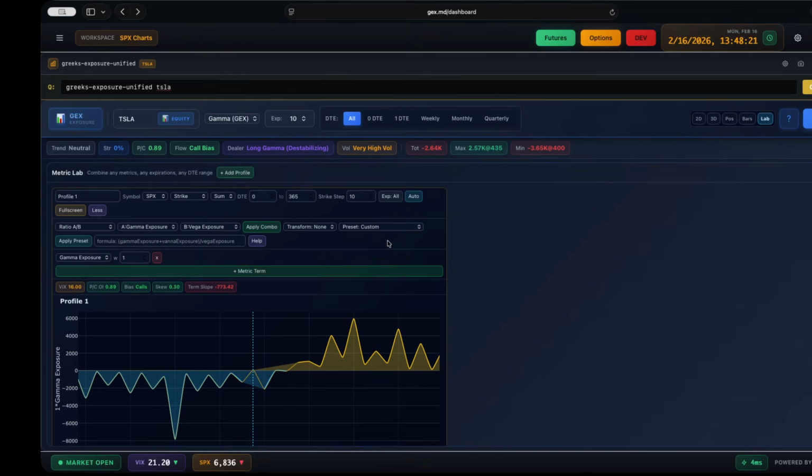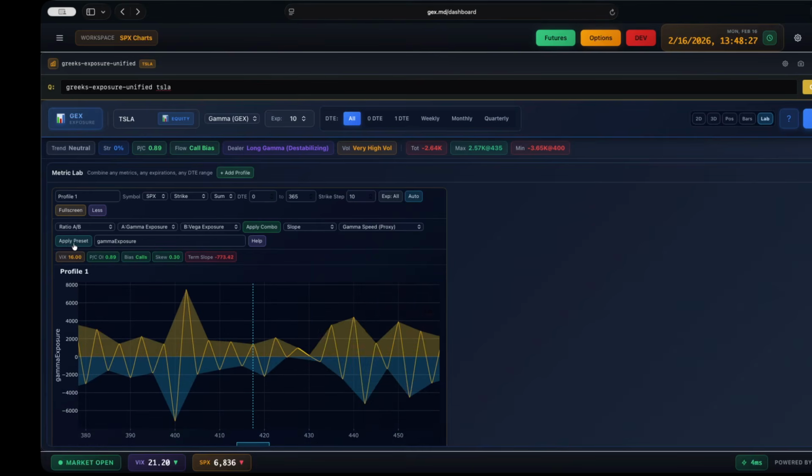I have the gamma speed. You click there, for example SPX, and that overrides the whole thing. And then it's going to tell me the speed of the gamma. And you see here, we're in Tesla. Let me move forward to SPX.